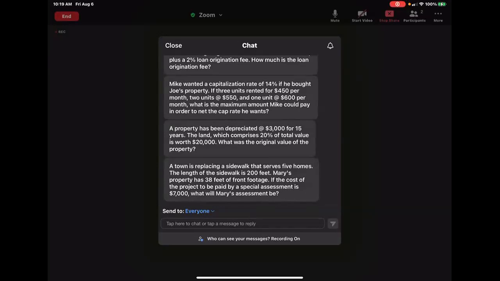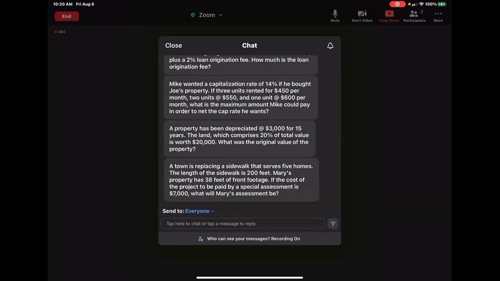Frontage. Yeah, this is definitely something you could see on the test. So this is a much better one. The length of the sidewalk is 200 feet. Oh, I don't think this is frontage, actually. Mary's property has 38 feet frontage. If the cost of the project to be paid by special assessment is $7,000, what will Mary's assessment be? So it's $7,000 to pay for this.